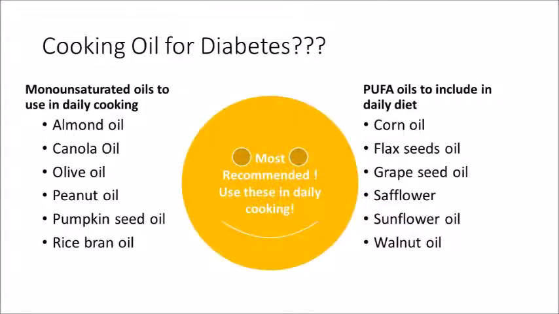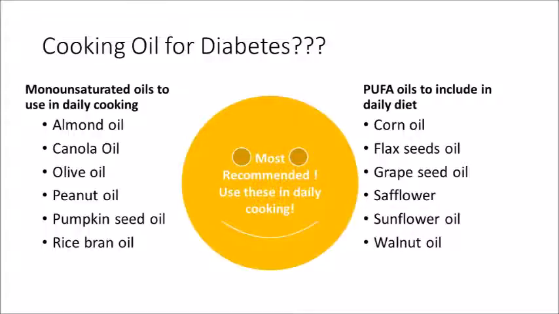Which is the best cooking oil for diabetes? There is no direct correlation between cooking oil and control over your blood sugar levels. But yes, as we have seen in the last video on the ABC of diabetes, you need to manage your blood pressure and cholesterol levels also. So cooking oil is going to majorly affect your heart health.